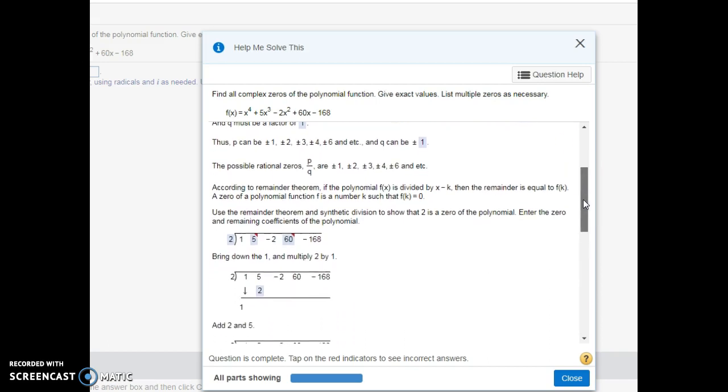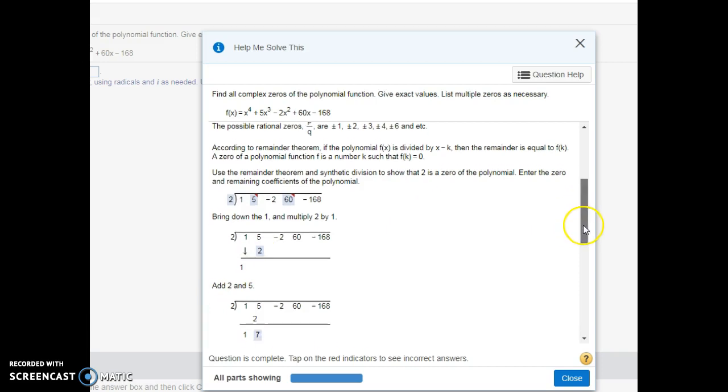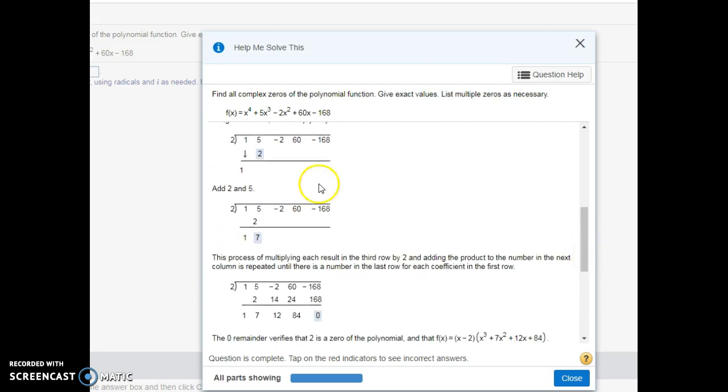So just to verify, I'll just walk through one of these. Synthetic division, proving that 2 is actually a zero. We list all the coefficients here. So 1, 5, -260, -168. And we're checking for 2 here. So you put a 2 in front, you bring down the first coefficient, and then you multiply 2 times that number that you brought down, and we write it up above, and then you add.